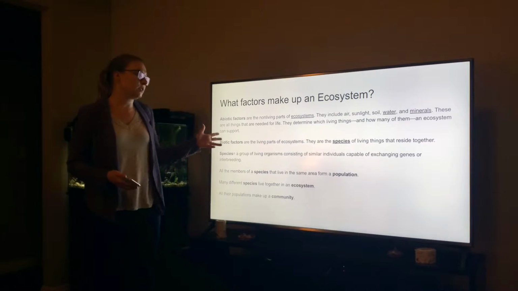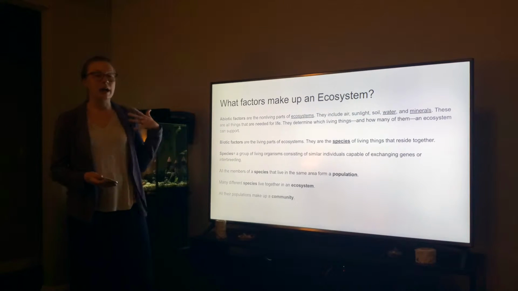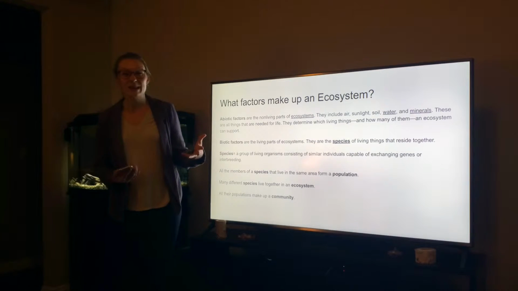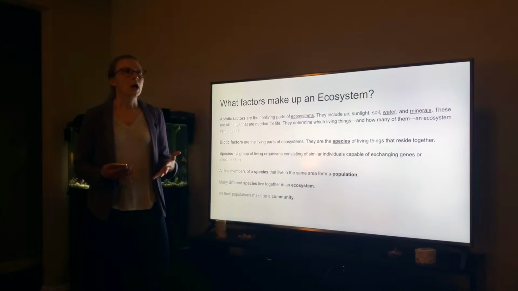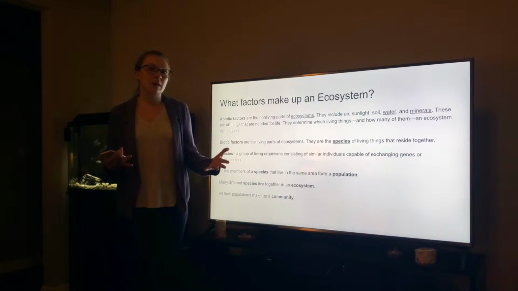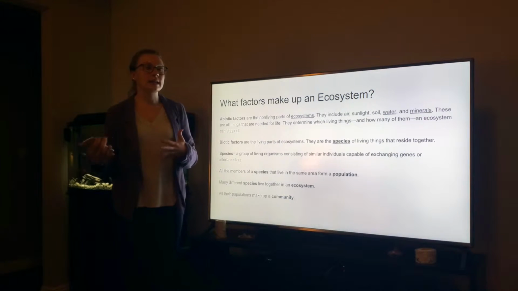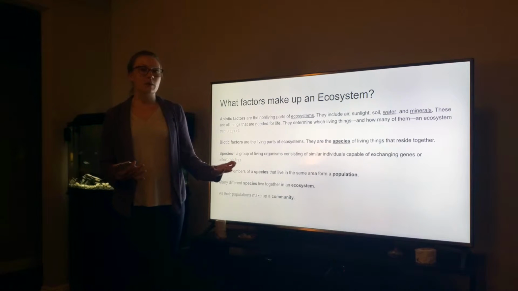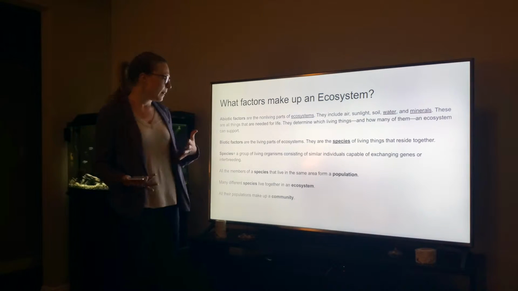And they also determine which living things can be supported by an ecosystem. So for example, a wolf needs meat, and a wolf can't be feeding on grass, so it needs an ecosystem that can support its appetite and its need for food.